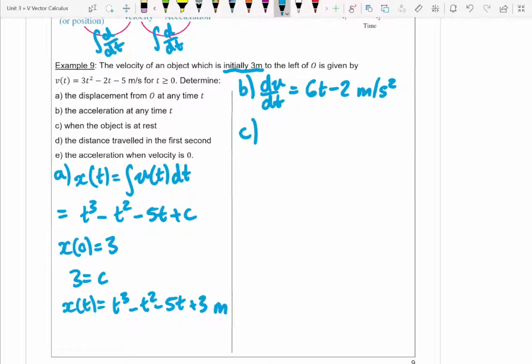We want to find when is the object at rest. So if you're at rest, your velocity is equal to 0. So what are the values of t that satisfy the following? v of t is equal to 0. So we get 0 is equal to 3t squared minus 2t minus 5.